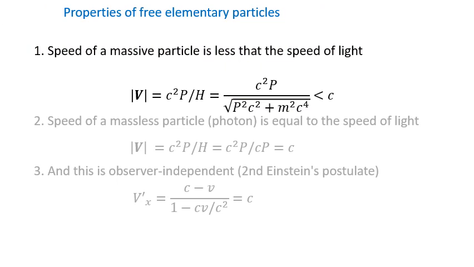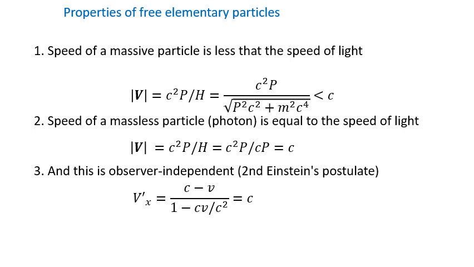From the above definitions, we can derive some simple but important consequences. For example, it follows immediately that the speed of a massive particle is limited by the speed of light. The speed of a massless particle is exactly equal to the speed of light. And by substitution into the velocity addition formula, we can prove that this result holds for all observers. In other words, we have derived the second postulate of Einstein's special theory of relativity.